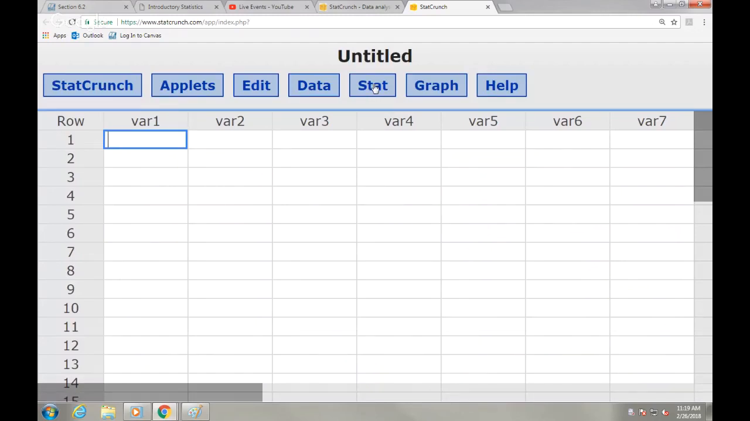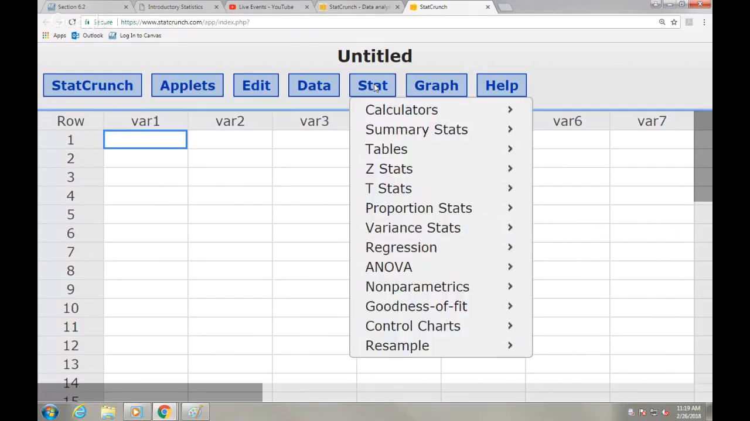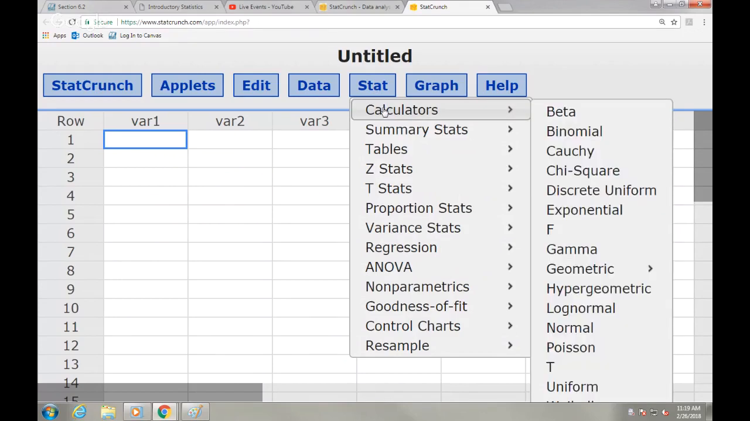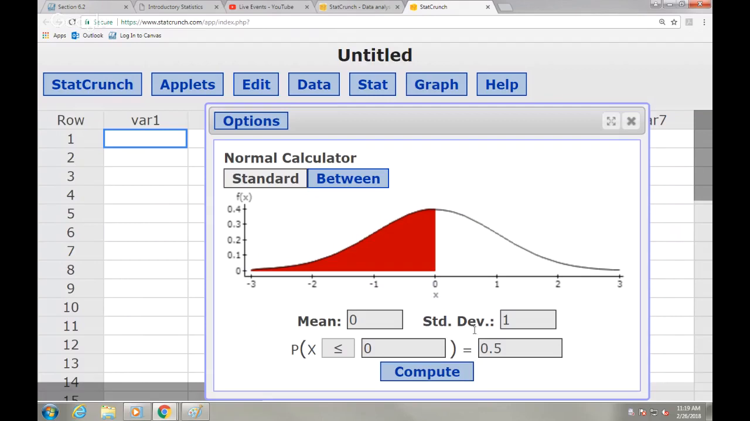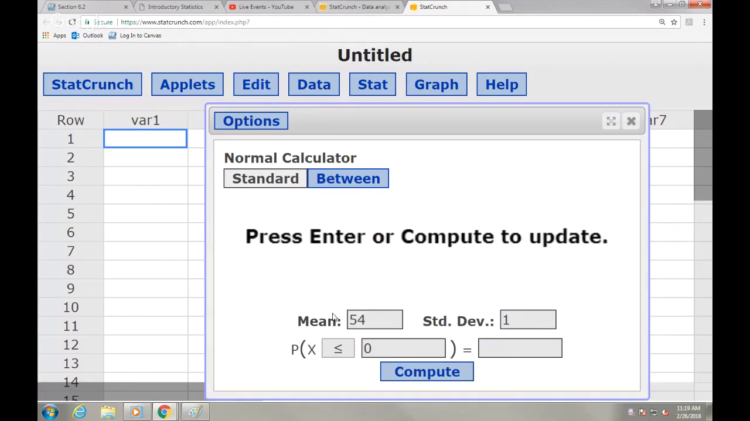Now, to make calculations with this, just either probabilities or areas, we go to the calculators under Stat. Stat, calculators, normal distribution, and that gives us the calculator. We know our mean. We're told our mean is 54. We are told that our standard deviation is 8. And we have a particular probability we're looking for, namely less than 30.